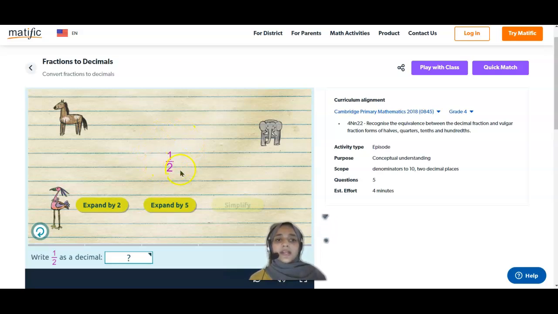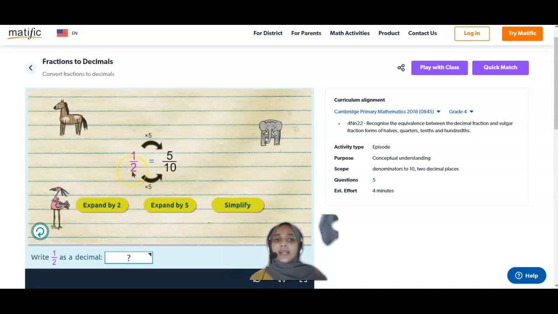So, look, here there is 1 by 2. So, how can we convert this 1 by 2 to decimal in a simple manner? When we make this 2 as 10, it will be simple for us to calculate, is it? So, how can we make this 2 to 10? Yeah, we can multiply this 2 with 5. Expand by 5 means we can multiply by 5. So we can expand this by 5. So the answer will be 5 by 10.